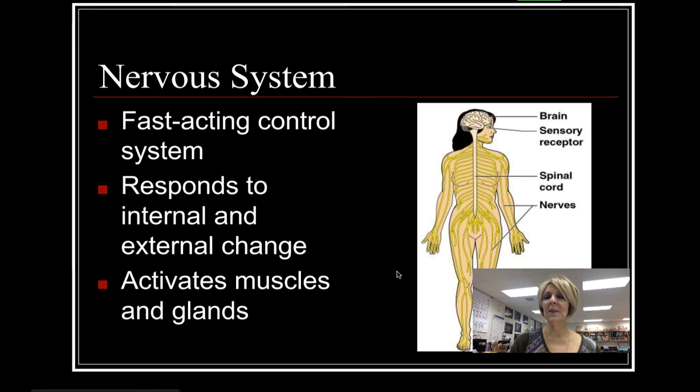Our nervous system is one of the communication systems that we have in our body. The nervous system is a fast-acting control system. It responds to internal and external changes, and it activates our muscles and glands. The major organs are our brain and our spinal cord, but we also have nerves.